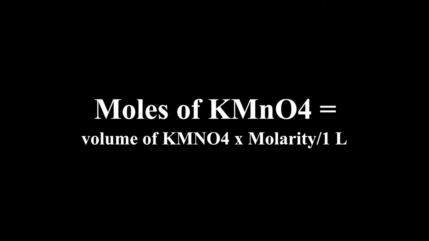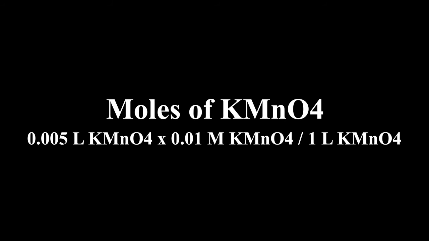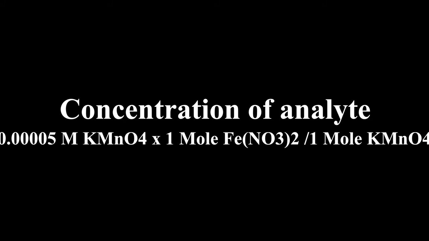To obtain the moles of the titrant, you multiply the volume of it by the molarity of it over 1 liter. After we have the molarity of the titrant, we can finally obtain the concentration of the analyte using the previous formula. Do this over several times, and we can obtain the average concentration of the analyte.